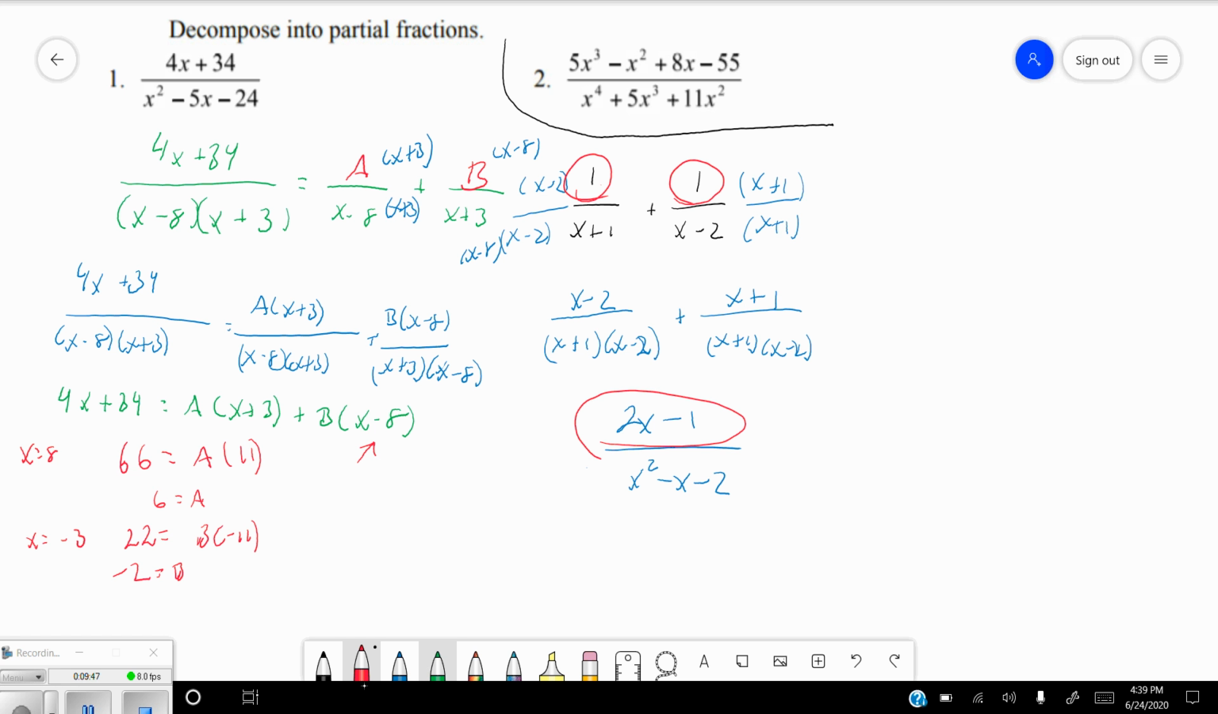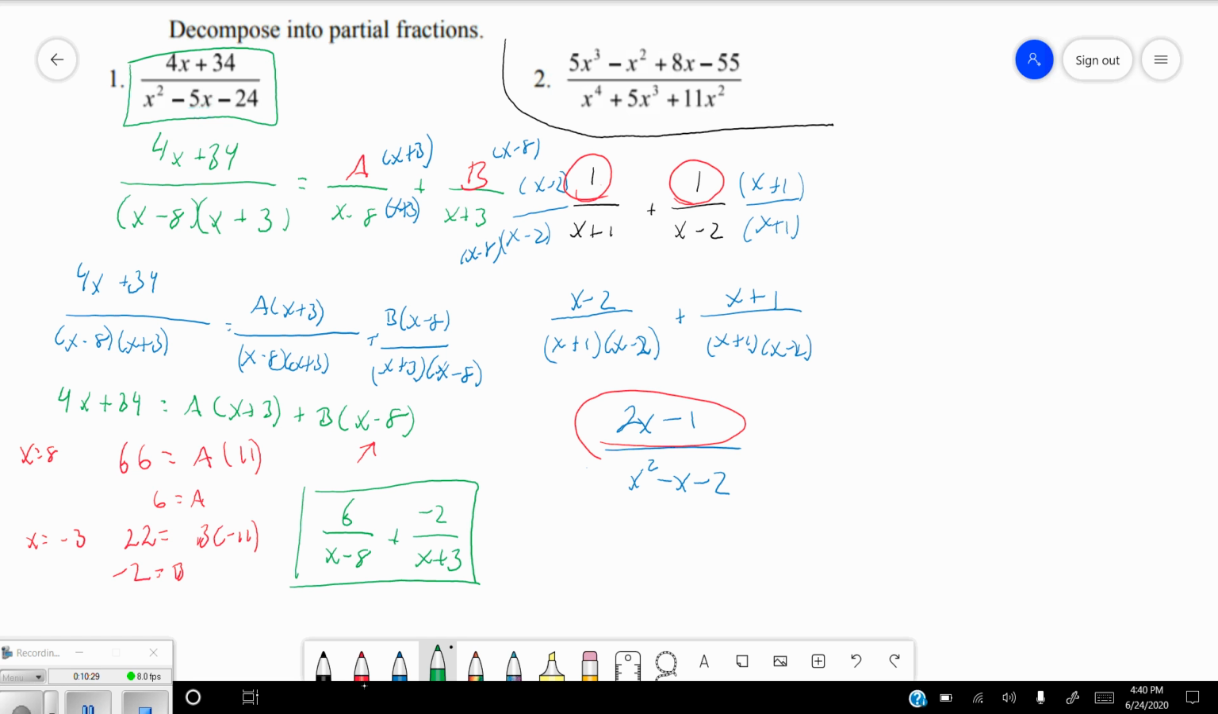And we will see that our final answer for decomposing the first fraction is a, which is 6, on top of x minus 8, plus negative 2, which is b, over x plus 3. And this is the decomposed form of that. If you were to take the fractions that we just found, add them up, and combine like denominators, you would get back to the original thing that we just started with.